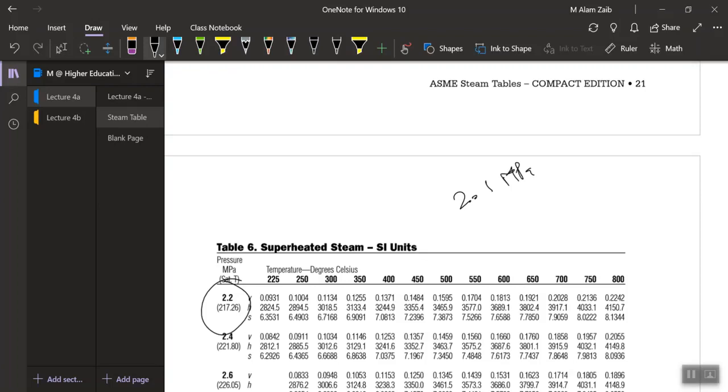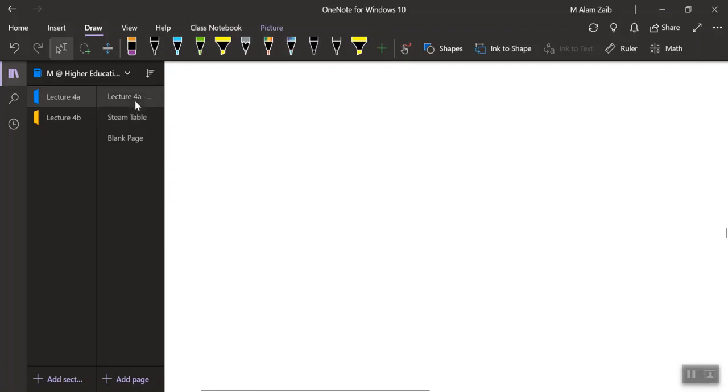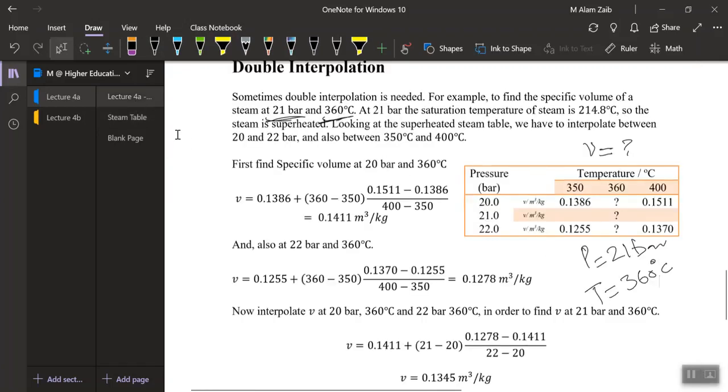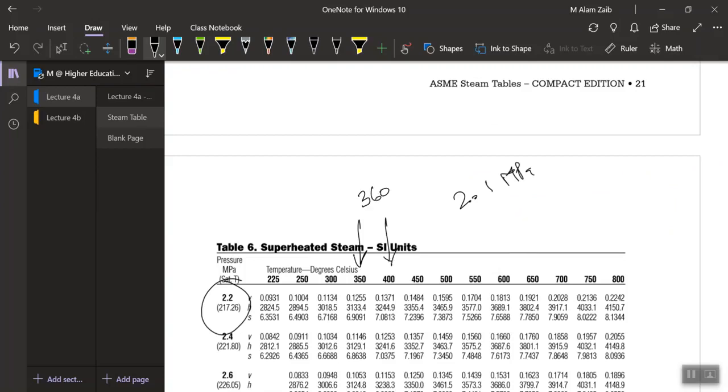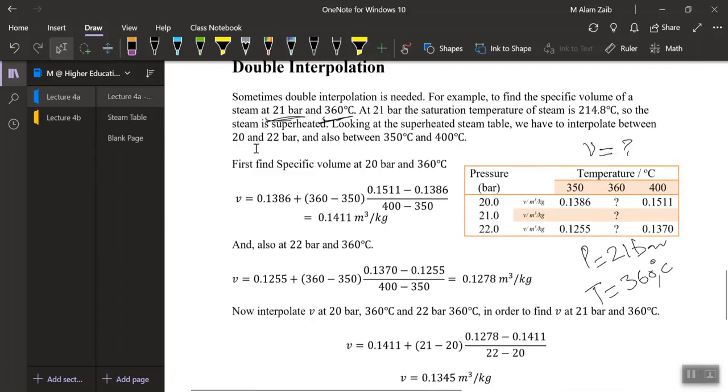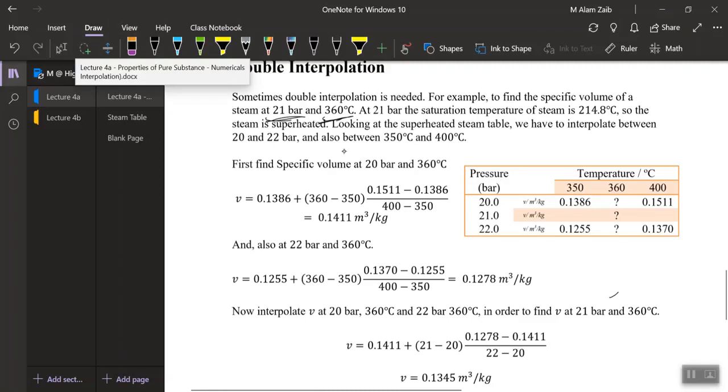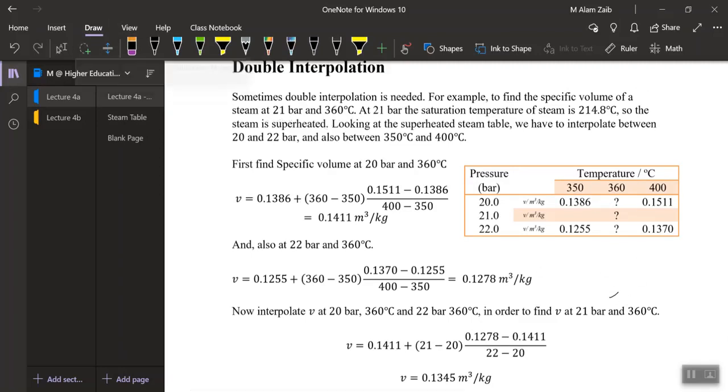Now let's go to the temperature as well. The temperature which is required is 360. Now look at the steam table. We have got a temperature of 350. We have got a temperature of 400, but we do not have a column of 360. So let's make it easy. I made a calculation, and then I said let me find this from the steam table. So let me rewind it again.